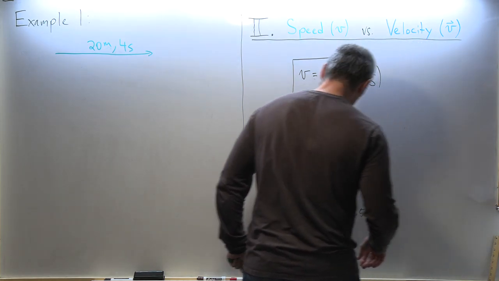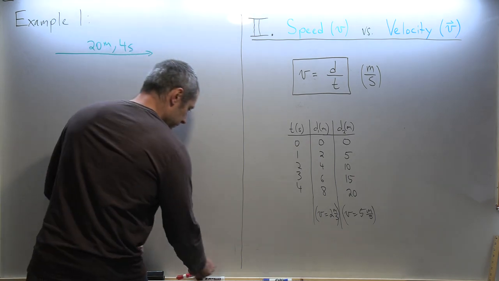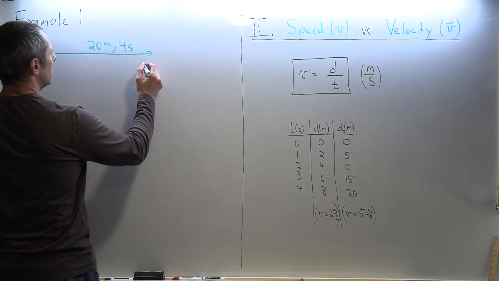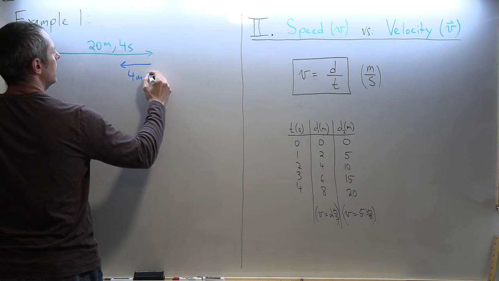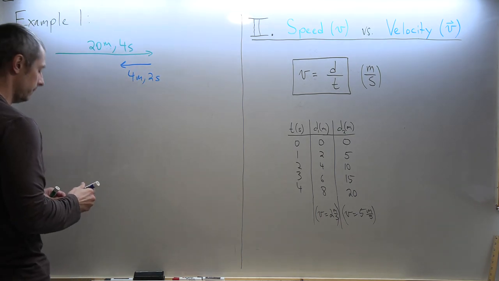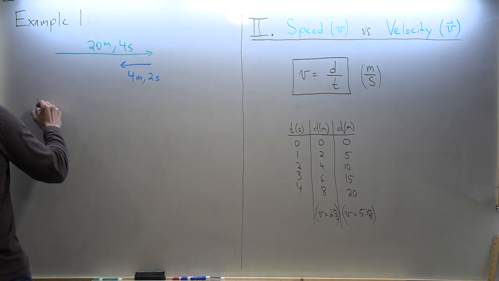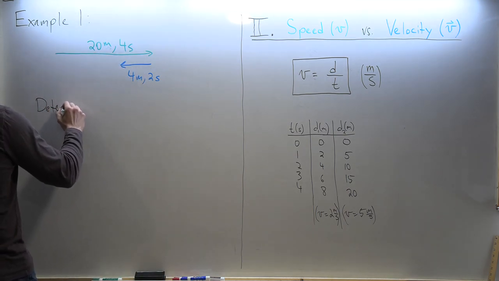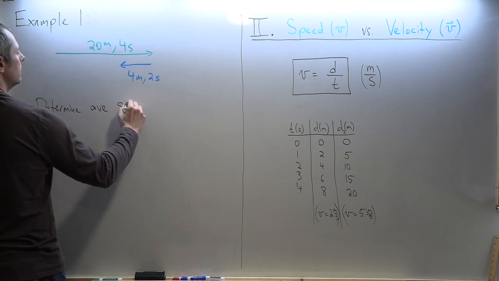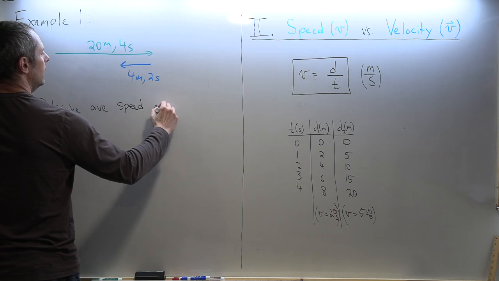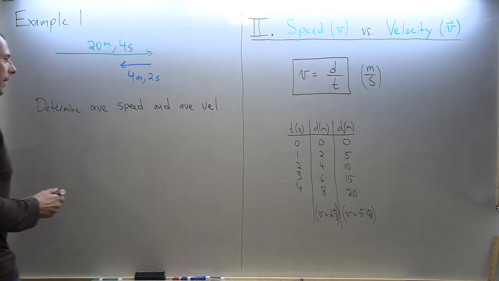And then it turns around and goes 4 meters, oh, maybe I'll use blue, in 2 seconds, backwards. And the question is, determine average speed and average velocity. Okay?